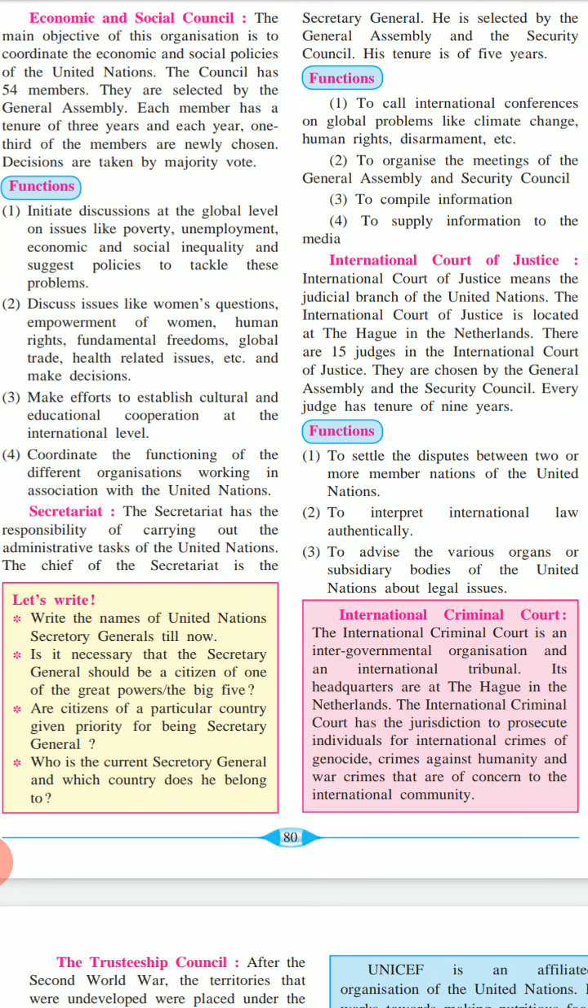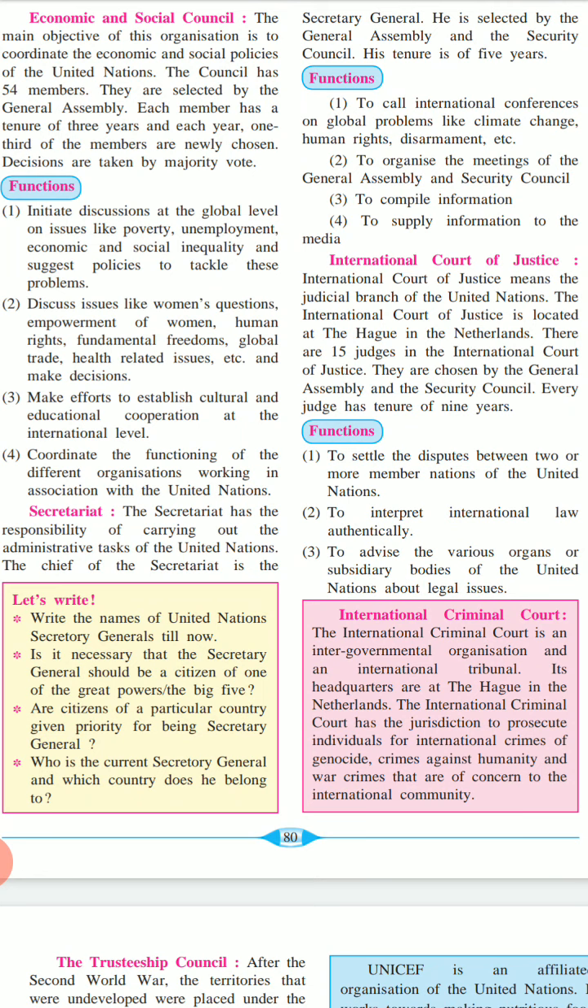Second, he also organizes the meetings of the General Assembly and the Security Council. If on any topic both these organs want to discuss, then the meeting is arranged by the Secretary General. Third point, to compile information.